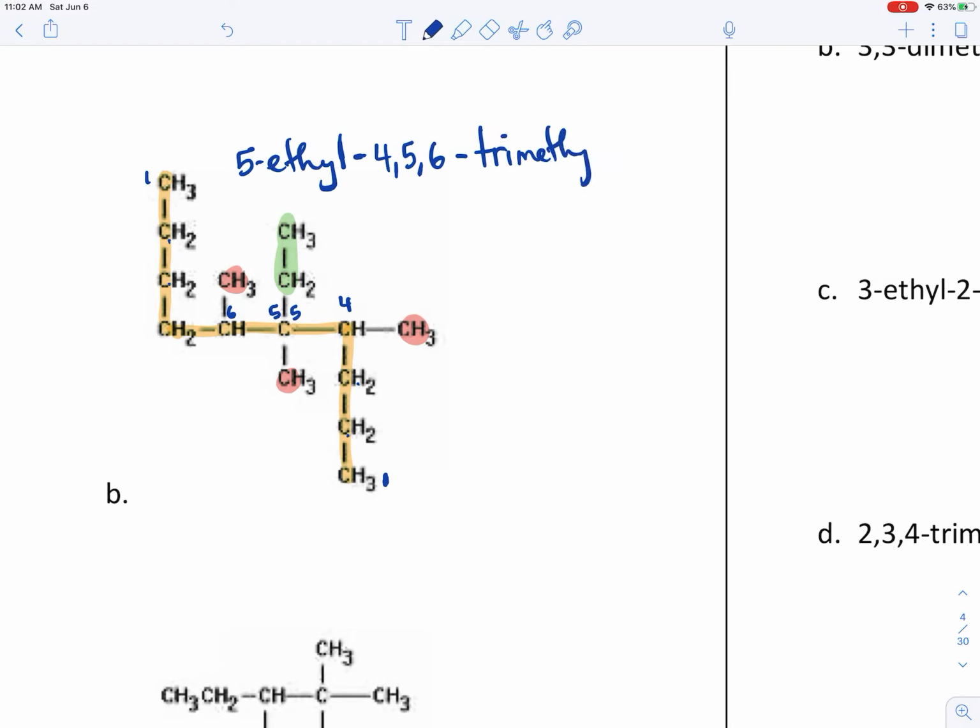trimethyl. Now just a reminder, when you're alphabetizing, you do not look at the prefix. You don't put trimethyl after ethyl, you put methyl after ethyl. So be sure you're not including the prefix when you are alphabetizing. And then the parent chain had 10 carbons, so decane.